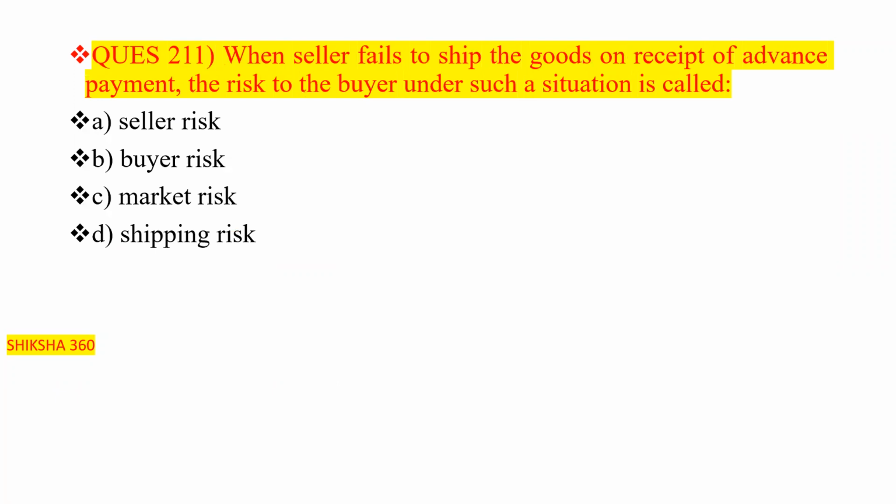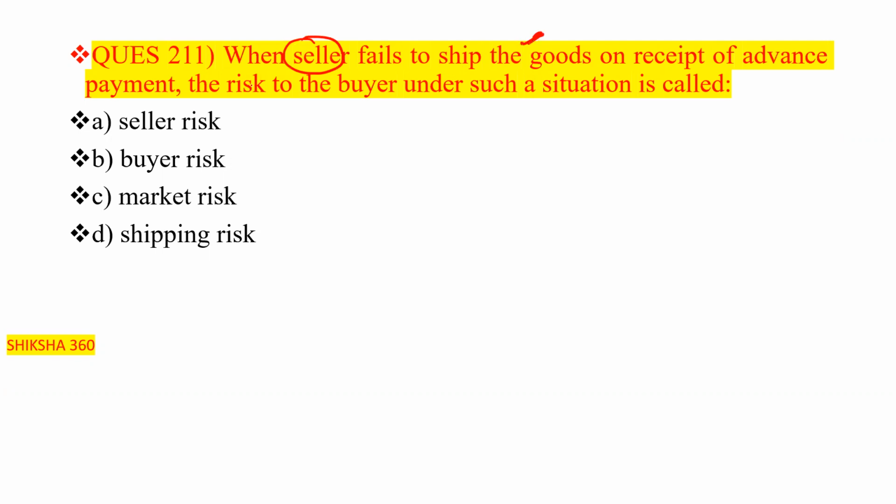Now move to the next question, question number 211. Only on the basis of what this statement says are you able to answer the question. When the seller fails to ship the goods on receipt of advance payment, the risk to the buyer under such a situation is what? The buyer has already paid the advance payment to the seller, but the seller fails to ship the goods.